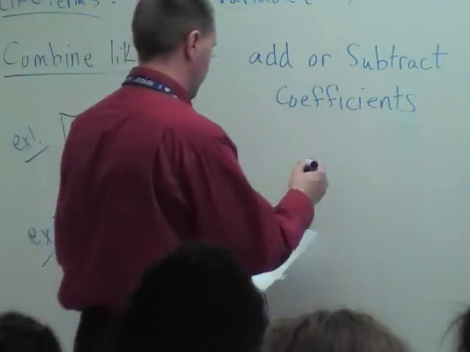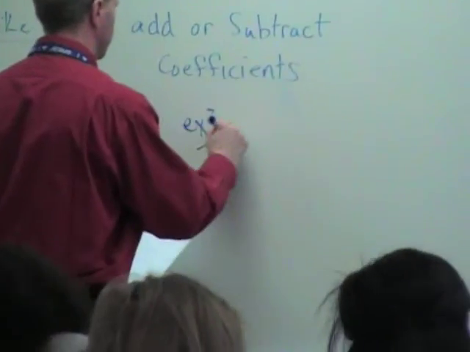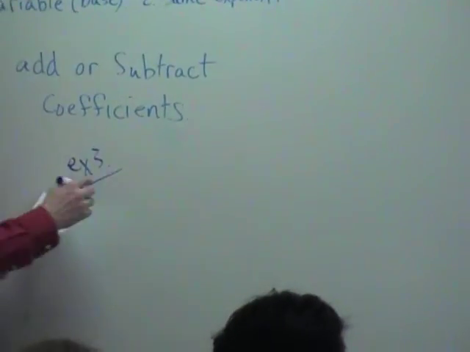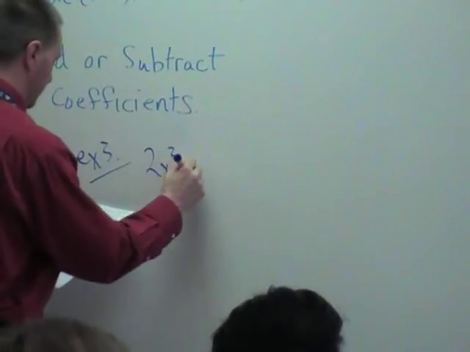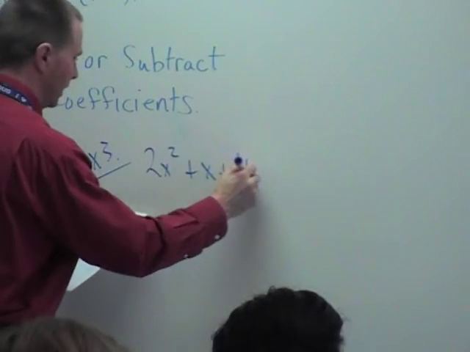All right, example 3. Let's do 2x squared plus x plus 4x squared.